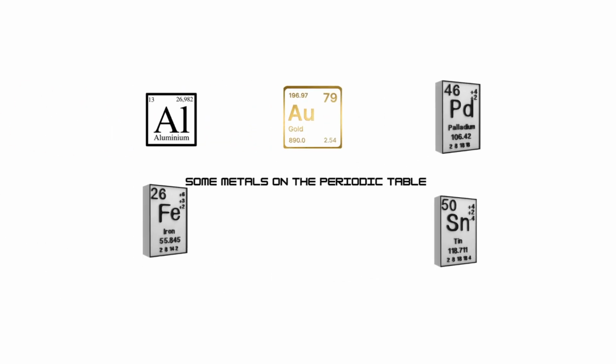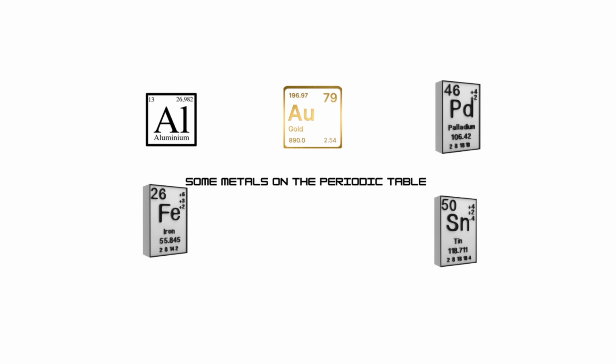Here are some cool things about the periodic table. Metals are on the left and nonmetals are on the right. Noble gases like helium and neon are located on the far right. They hardly react with anything. The table even predicts the properties of elements that hadn't been discovered yet.